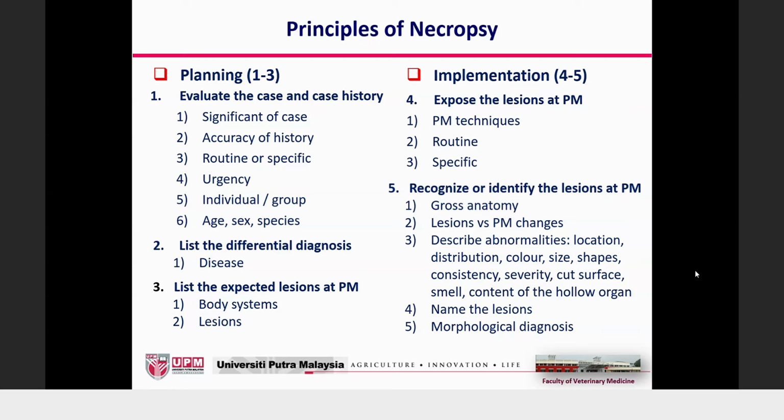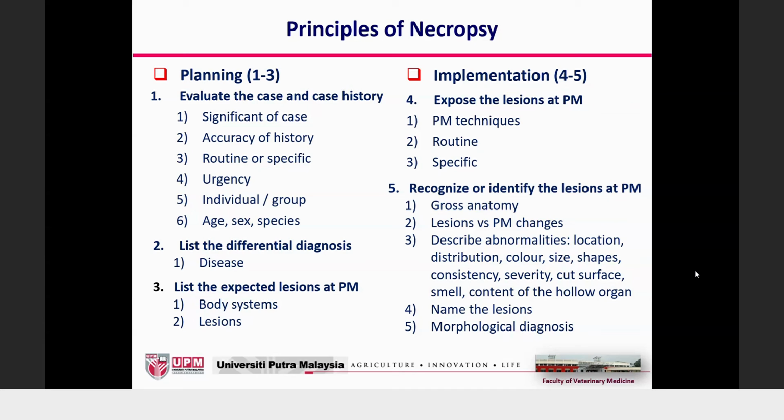Then the list of differential diagnosis is referring to disease. For the list of expected lesions, when you look at expected lesions, you look into a body system. Based on the lesion also. There are 10 body systems, and lesions also have 10 types.